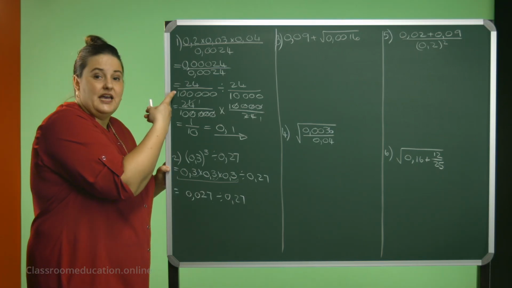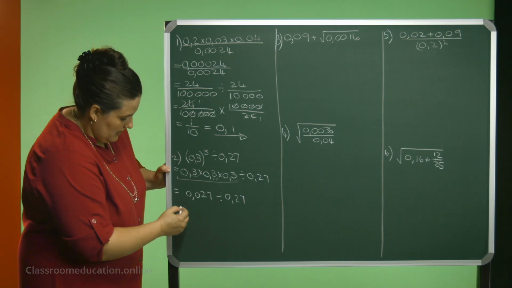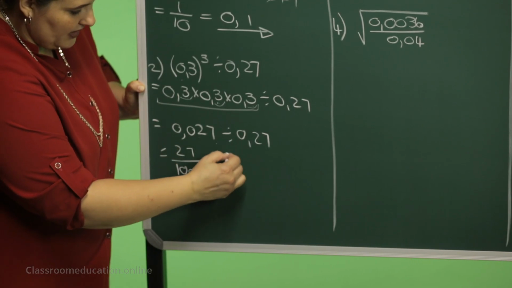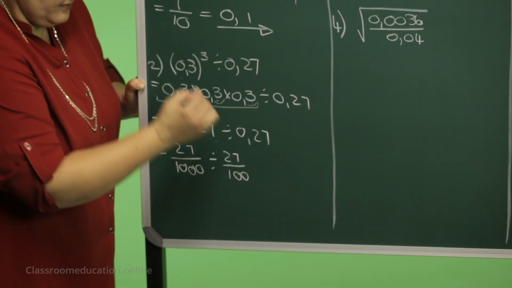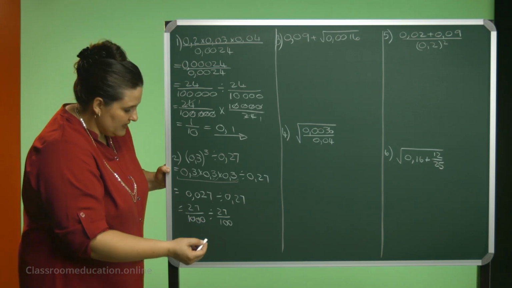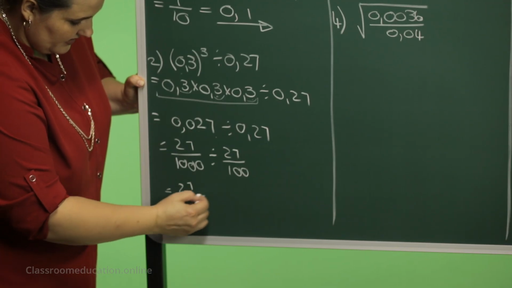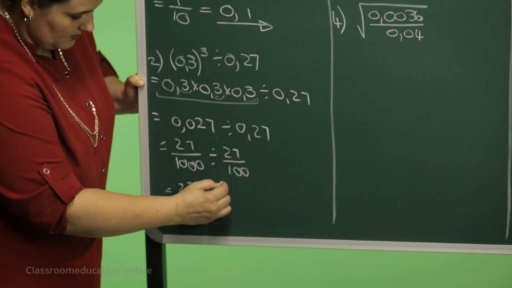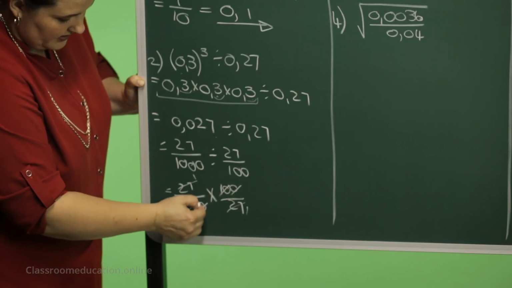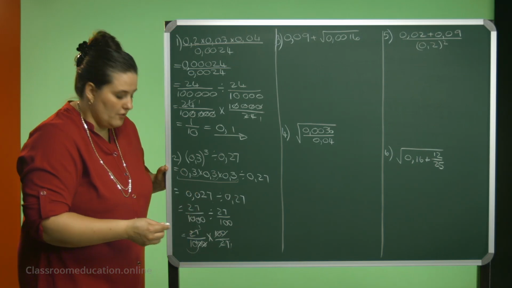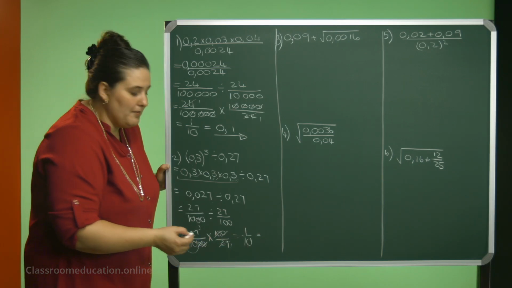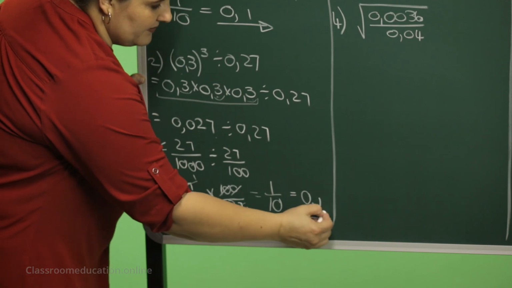Again, like I did here, I'm going to change it to a common fraction. So I will have 27 thousandths divided by 27 hundredths. I have a division, make it a multiplication and multiply with a reciprocal. So it will be 27 thousandths times 100 over 27. That can cancel out. My 100 will cancel out and I will have a tenth remaining. So 1/10, and as an answer of a decimal number, that will be 0,1.